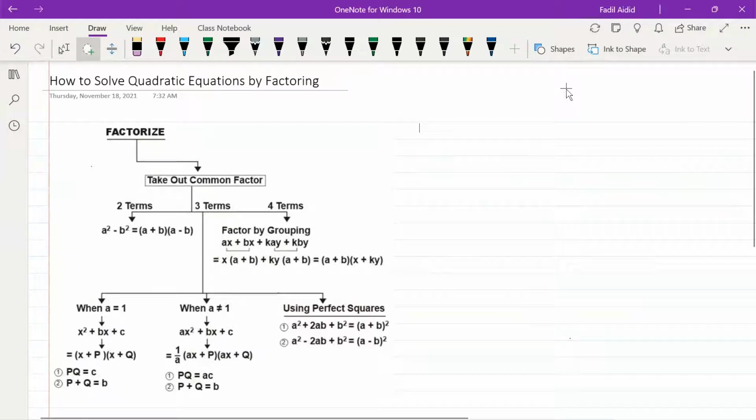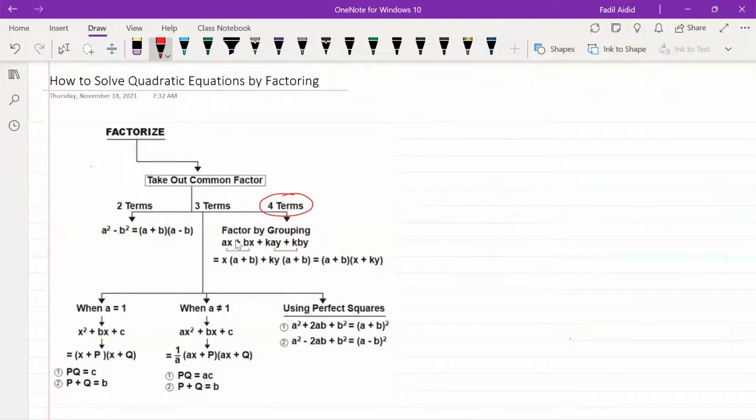Another example is when you can use factor by grouping, like when you have 4 terms. When you have 4 terms, you can factor by grouping each of the 2 terms. Take out the common factor like this. For example, if you have ax plus bx plus kay plus kby, you group each of the 2 terms, and then you take out the common factor between each group.